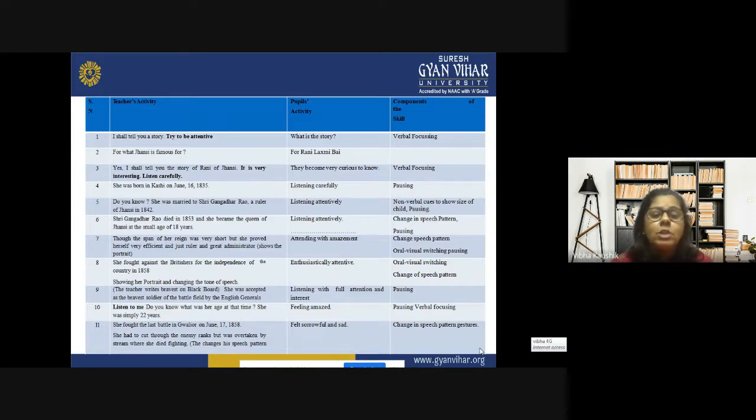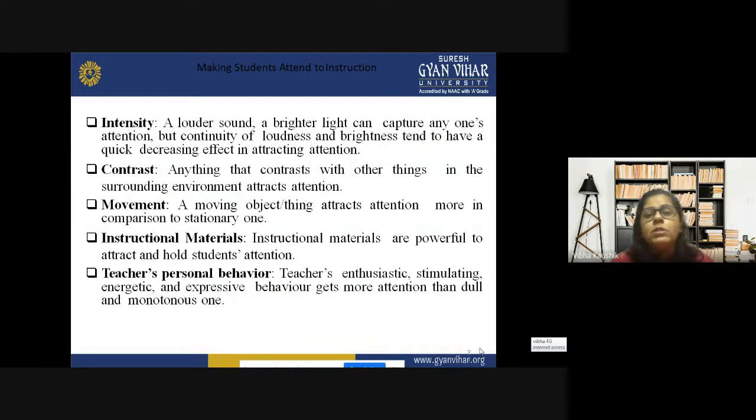She fought the last battle in Gwalior on June 17, 1858. She had to cut through the enemy ranks but was overtaken by a stream where she died fighting. Change in speech pattern. Felt sorrowful and sad. Change in speech pattern and gestures, making students attend to instructions.